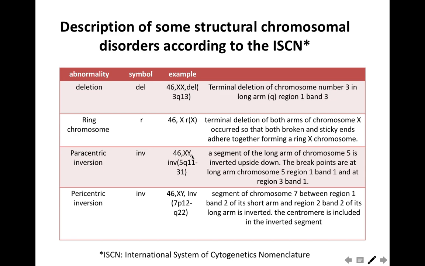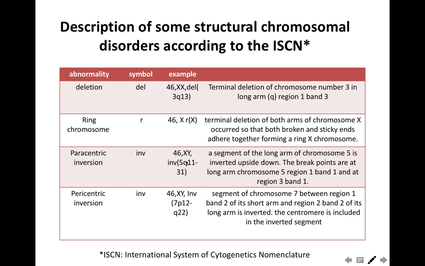XY, this is the sex chromosome complement, and then the symbol of the structural abnormality, open brackets, where the inversion is present, it's here in chromosome 5, long arm, region 1, band 1, and this is the first site of the break, ده أول كسر موجود. 2, البارت اللي حصل لها inversion lies between the two breaks.